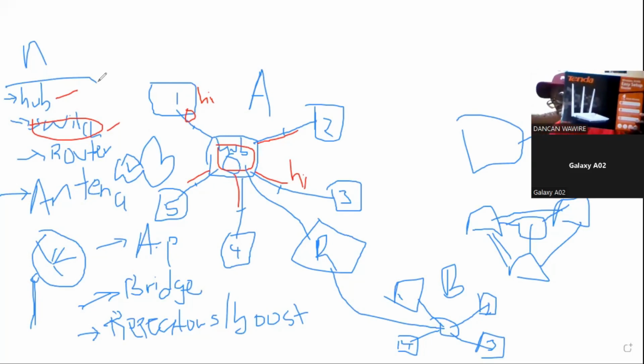This is what mostly people use. My camera is showing me in selfie mode, so you can't read the name, but it's Tenda. It's a famous brand in Kenya for making these wireless routers. So these can be used as an access point because it's a router and it's wireless. That means you can connect devices wirelessly to it.